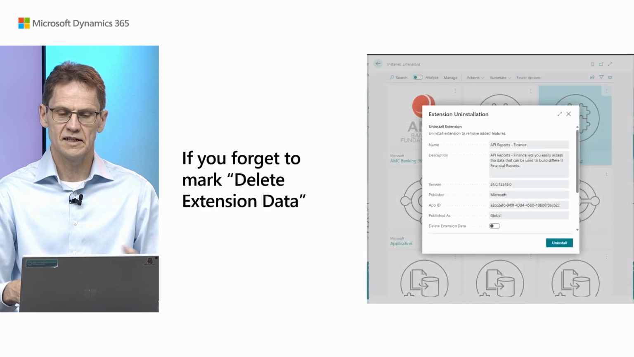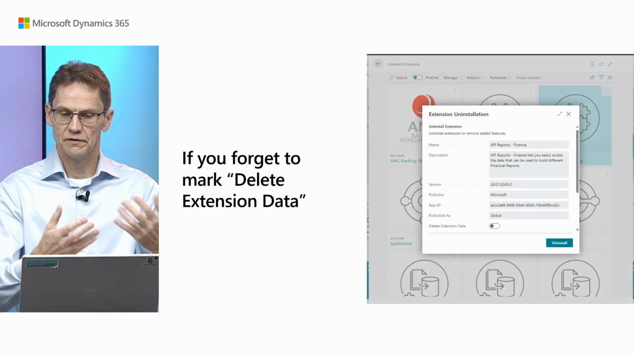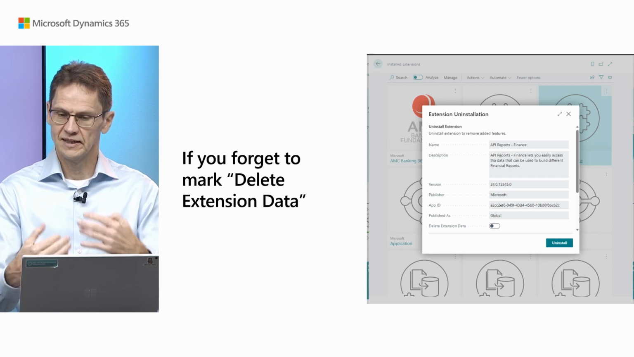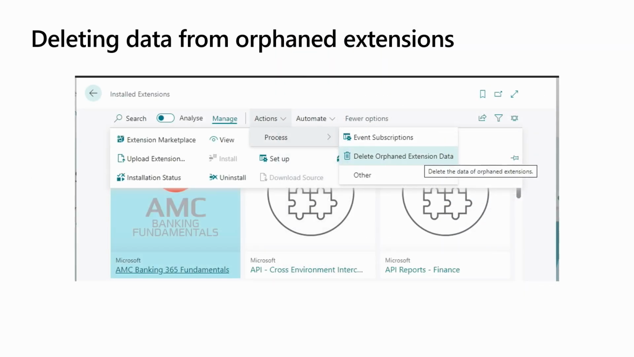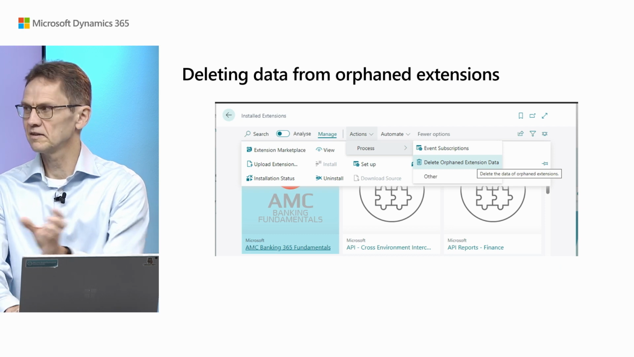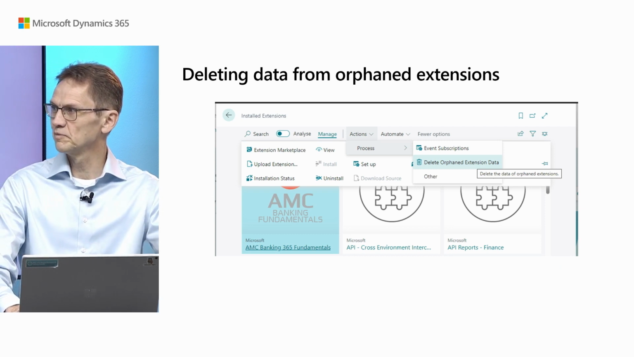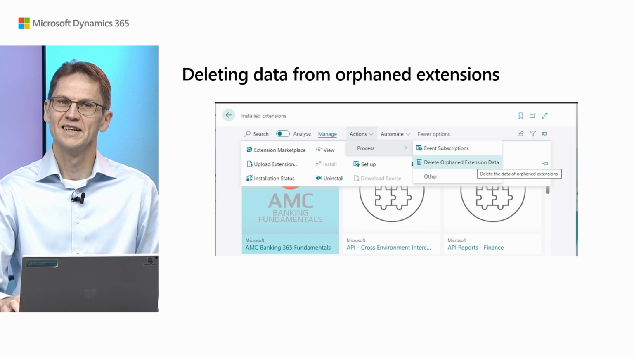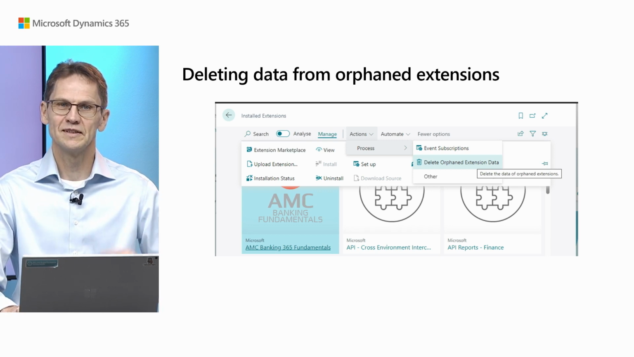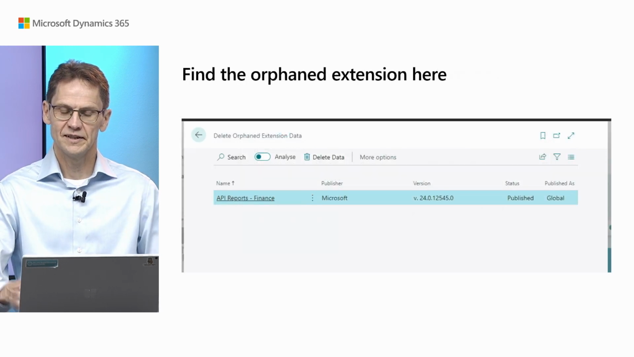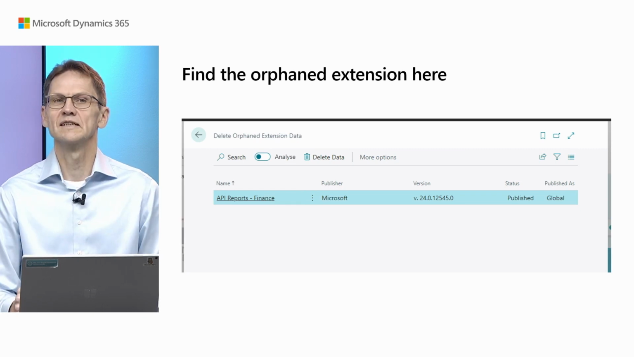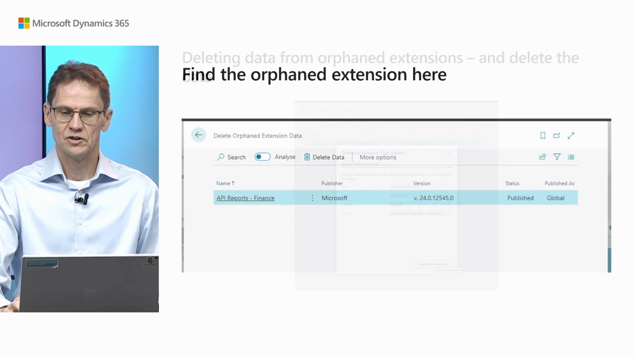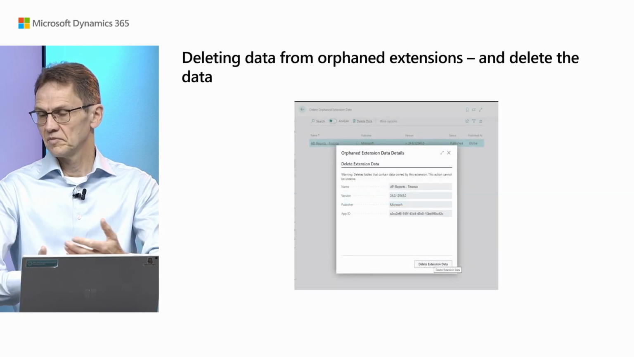So we've added the ability to remove it if you had forgotten to mark the delete extension data when you uninstalled your extension. It is placed in the installed extensions. Now that can actually be a little sarcastic because you're deleting stuff from the not installed extensions from the installed extensions, but it was still the most natural place for us to put it, where you can delete the orphaned extensions data, and then it'll show you which extensions still have remnants in the database, and you can then decide to delete it, and that way it gets removed.